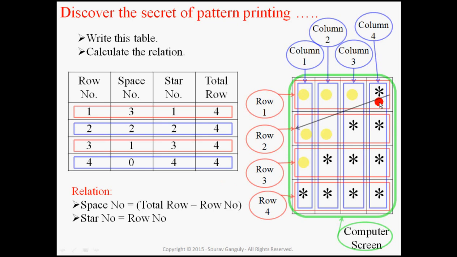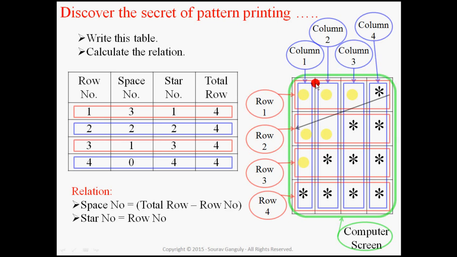When you want to solve this type of pattern problem, at first write this table. It is very important. Then calculate the relation between row number, total row number, star number and space number. Here the row number is a variable name. I use it here to understand this problem better. Then this is space number, another variable name. This star number is another variable name. This total row number is another variable name.